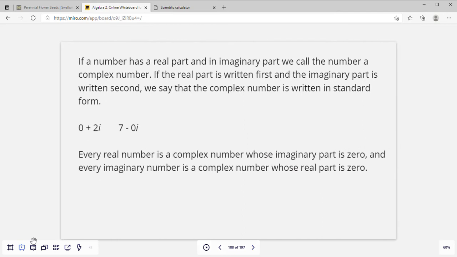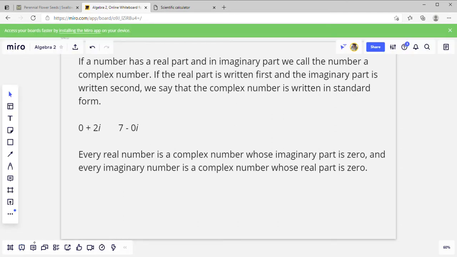Okay, if a number has a real part and an imaginary part, we call the number a complex number, and we've gone over this before. If the real part is written first and the imaginary part is written second, we say the complex number is written in standard form. So we always write the real part first and the imaginary part second, and that's a complex number. Now, every real number is a complex number because the real part could be 0 even if we only have an imaginary part, or if we only have a real part, the imaginary part could be 0. So every real number is a complex number whose imaginary part is 0, and every imaginary number is a complex number whose real part is 0.